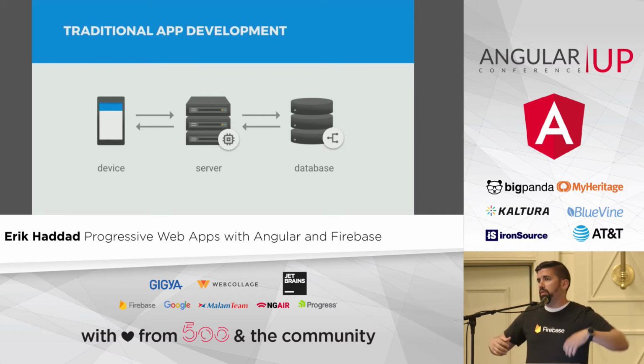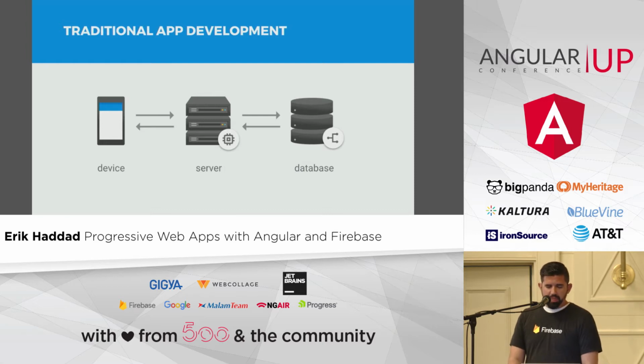All right, so in traditional app development, you would have a device, a server, and a database. If you're old school like me, you'd think about a LAMP architecture. If you're new school, more like a MEAN architecture with Mongo, Express, Angular, and Node.js. That's fine, but that requires a lot of work, a lot of maintenance, a lot of making sure you're not going to get hacked, making sure that you can scale appropriately, et cetera, et cetera.